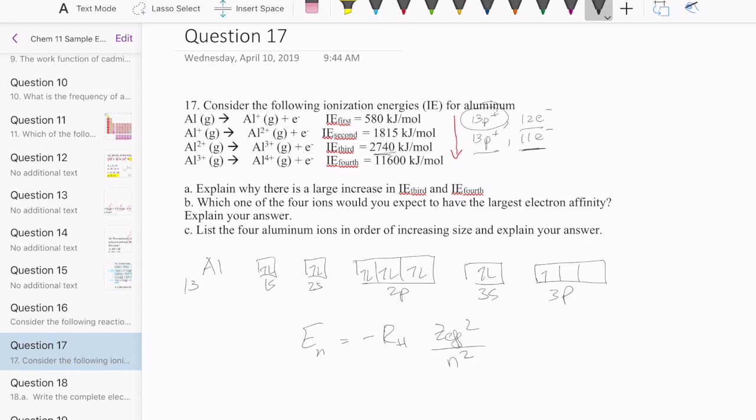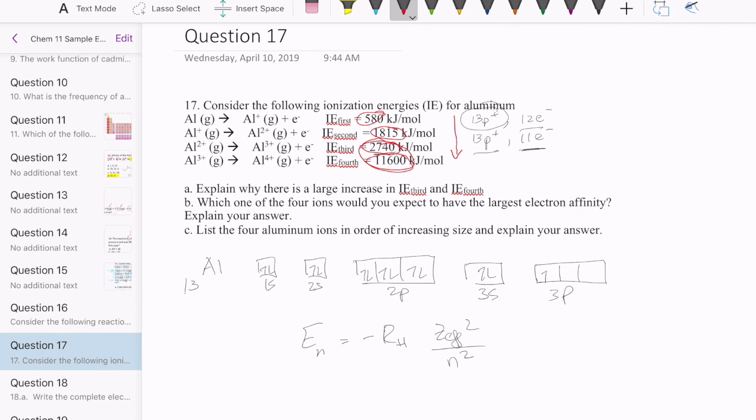Now, the first question asks specifically about the increase that's observed between the third and the fourth ionization energy. So you notice that there's a big increase right here. So you see in the previous ionization energies, there's an increase like from 580 to 1815, and then from 1815 to 2700, that's about 1.5 times. But then there's a big increase here. There's a 2700 to 11,600, which is almost about 5 times. And so the question is, why is there such a big increase going from the third to the fourth?